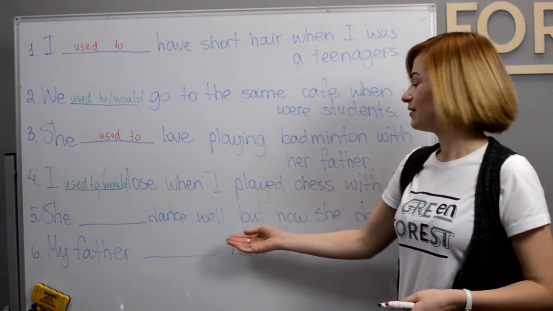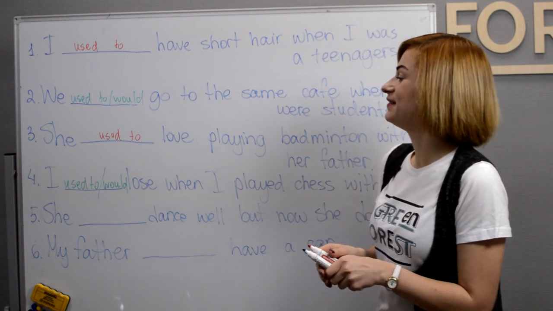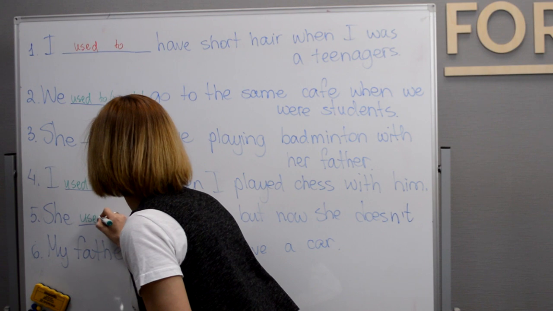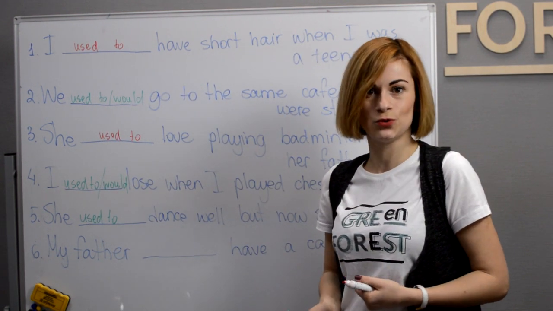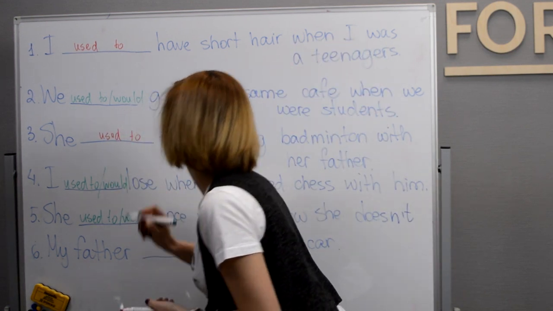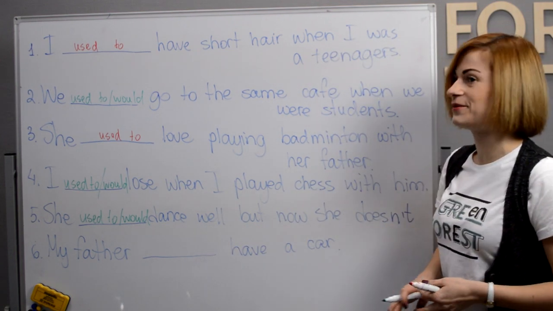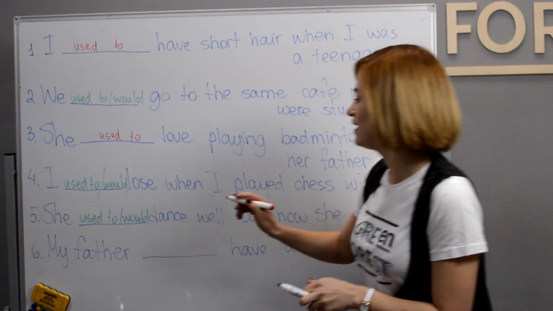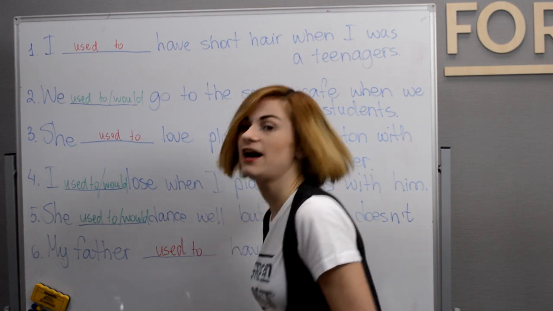She danced well, but now she doesn't. The word dance is totally active and we have 2 options here. She used to dance would be correct, as well as she would dance. And last sentence. My father had a car. Have is state verb here. That's why we need to say my father used to have a car.